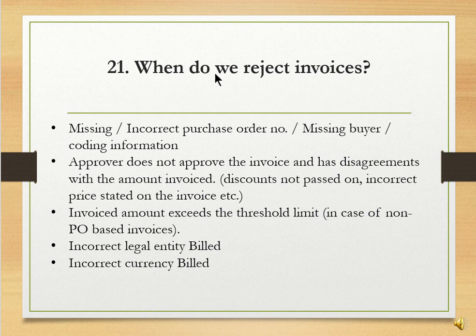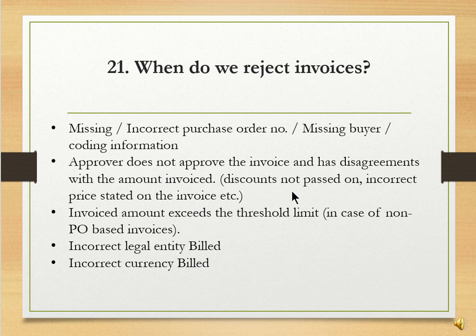Next question is, when do we reject invoices? What are the instances we reject invoices back to the vendors? Missing or incorrect purchase order number, missing buyer or coding information in case of non-PO invoice. Approver does not approve the invoice and has disagreement with the amount invoiced.